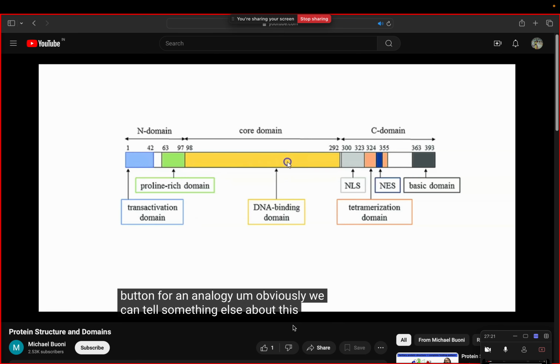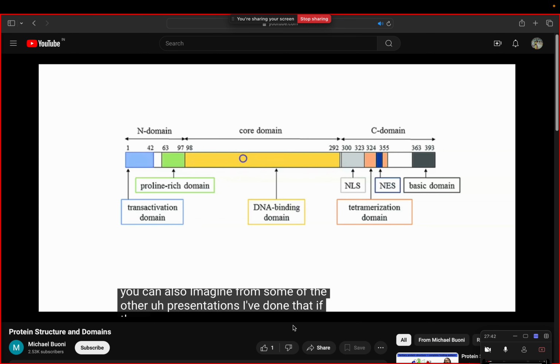Obviously, we can tell something else about this, is that this is a DNA binding domain. So this protein literally binds to DNA, and that makes sense because its job is to correct errors in the S phase of mitosis. And so that would make sense that this would have to bind to DNA. And you can also imagine from some of the other presentations I've done that if there are certain mutations, missense mutations, where a different amino acid is put into the polypeptide chain somewhere along here, and it were to change the actual structure of this area, you can imagine it might decrease the DNA binding capability and therefore decrease the function of the protein as a whole.